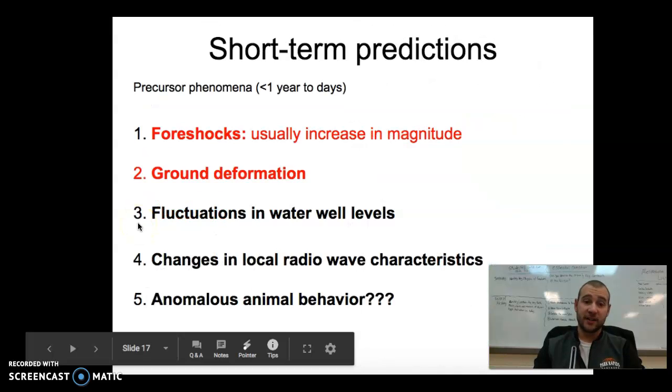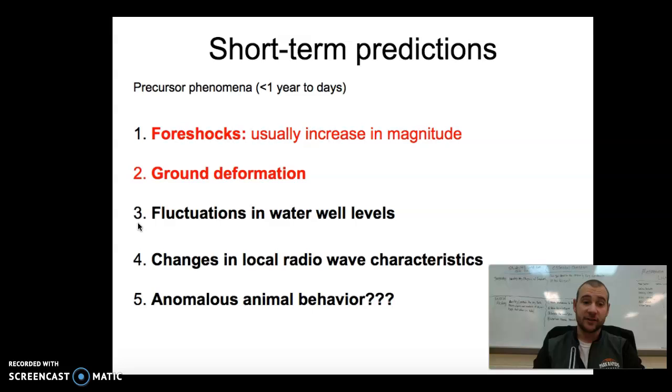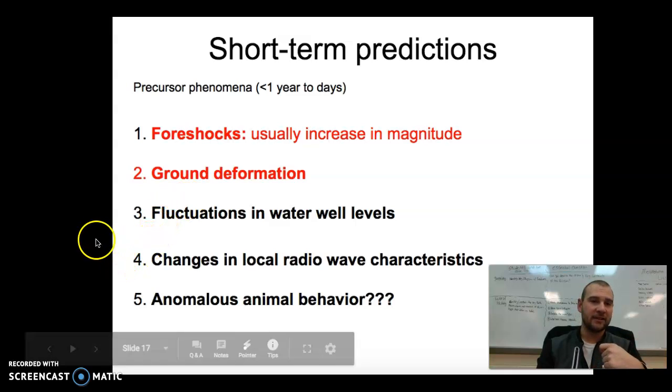Short-term predictions. Here are some things that you can see or do if you're ever in the situation. Foreshocks: normally you get little tremors before you get the big earthquake. And same thing, you also get aftershocks after the earthquake. Ground deformation will be the other one that we're looking at. Basically, you can tell beforehand the surface starts to move and deform, and the roads are already starting to break before you even get the major earthquake.